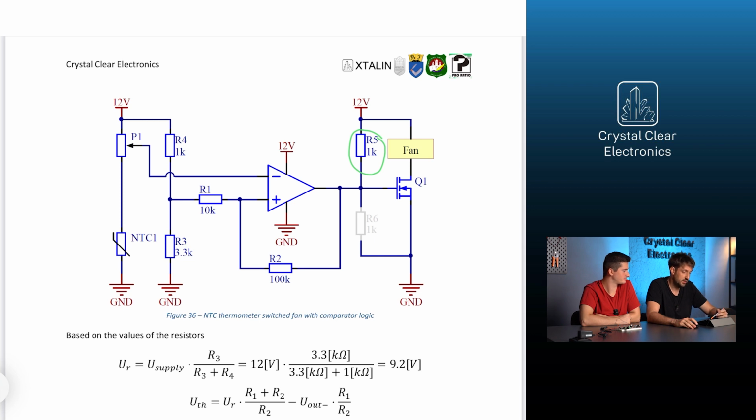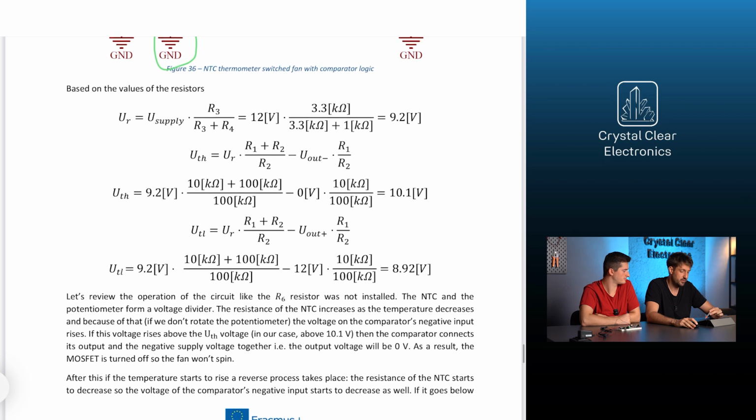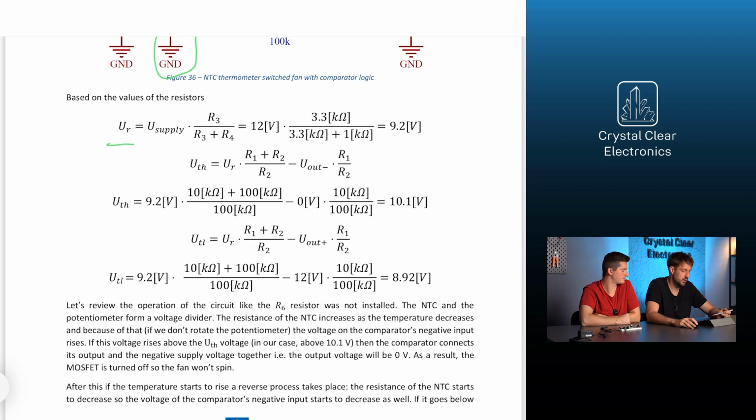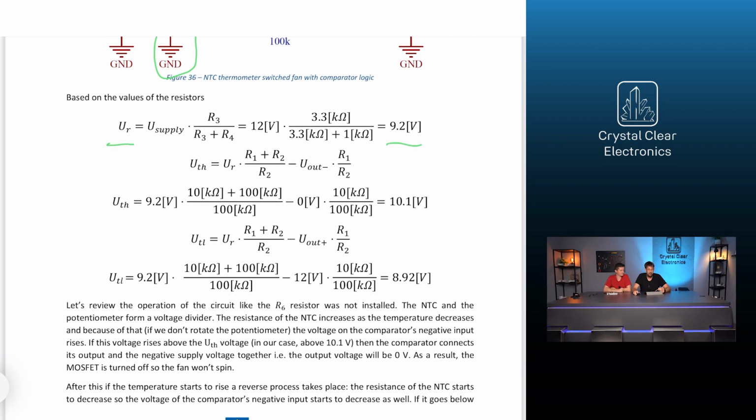The reference voltage is defined by the supply voltage and the voltage divider formed from R3 and R4. Using this formula, the reference voltage is 9.2 volts. Substituting the value of the resistors and the reference voltage into the formula gives the high comparing threshold. It is 10.1 volts.